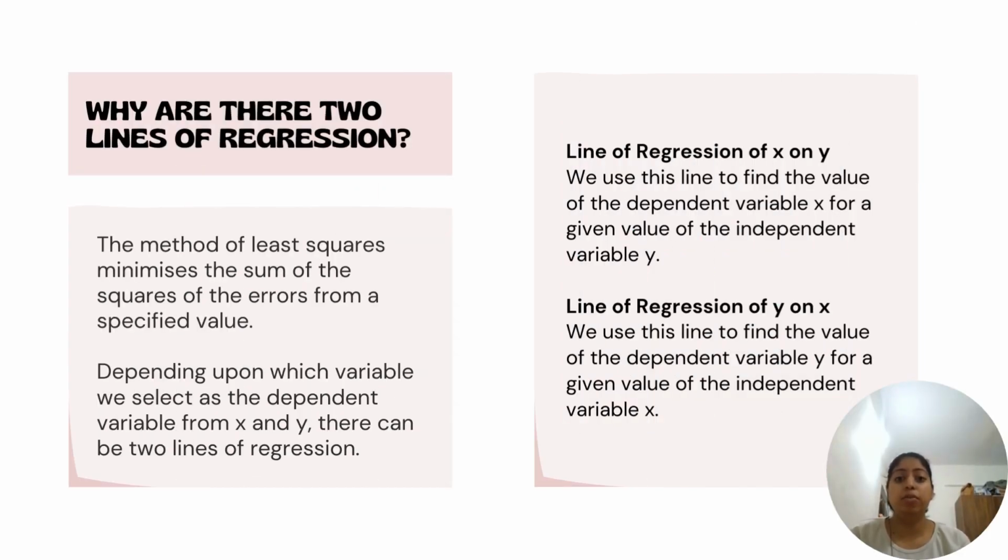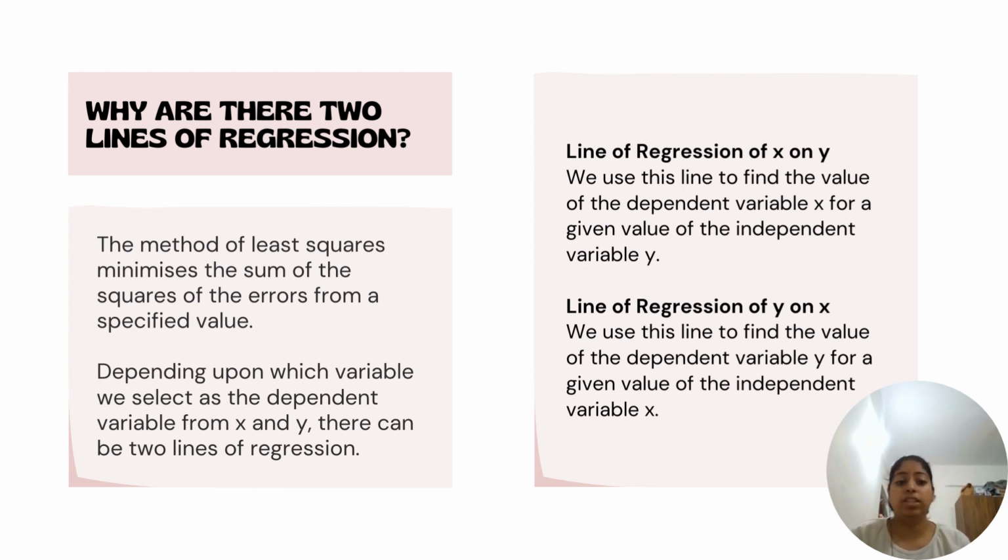Why are there two lines of regression? The method of least squares minimizes the sum of squares of the error from a specified value. Depending upon which variable we select as the dependent variable from x and y, we can get two lines of regression. The first line is the line of regression of x on y. Here we use this line to find the value of the dependent variable x for a given value of the independent variable y. We use the least squares method to minimize the squares of the errors of the available values of y from the mean of y, that is called y bar.